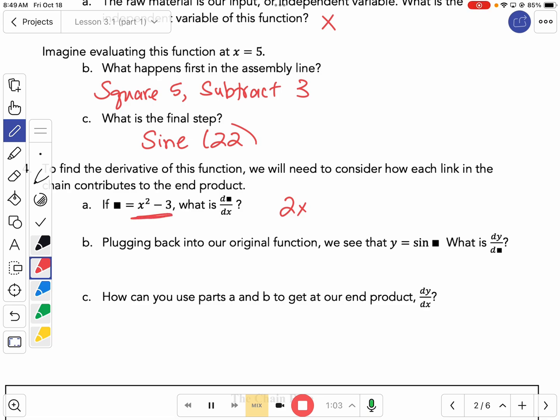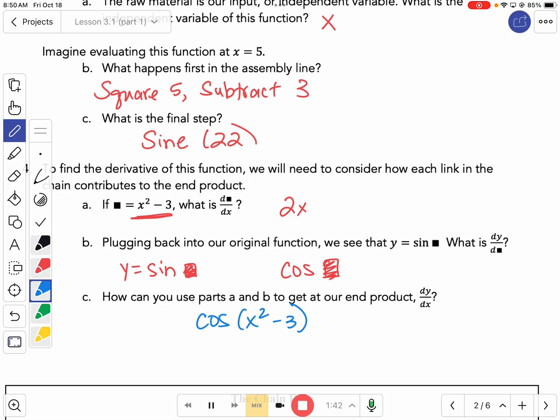If we plug that back into our original function, our black box back in, we're now taking the sine of the black box. Well, what's the derivative of sine? It's cosine of the black box. If we put both of those pieces together, we know the derivative of that black box was 2x. And so if we put it all together, we get cosine of x squared minus 3.